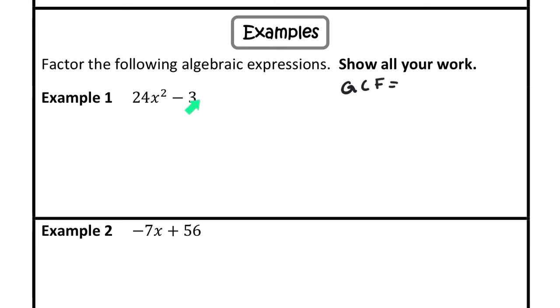So first of all, I noticed that we have two terms here, but do they both have an x? No, so they don't share that common factor. 24 and 3, are they both divisible by a common factor? Yeah, it looks like they're both divisible by 3. So we're going to take this GCF and divide it out.